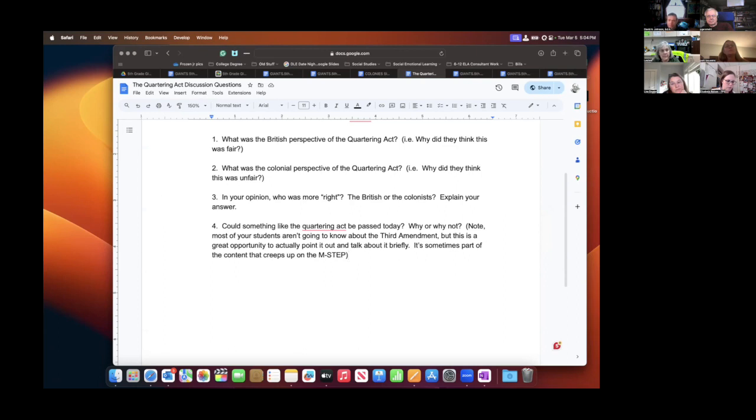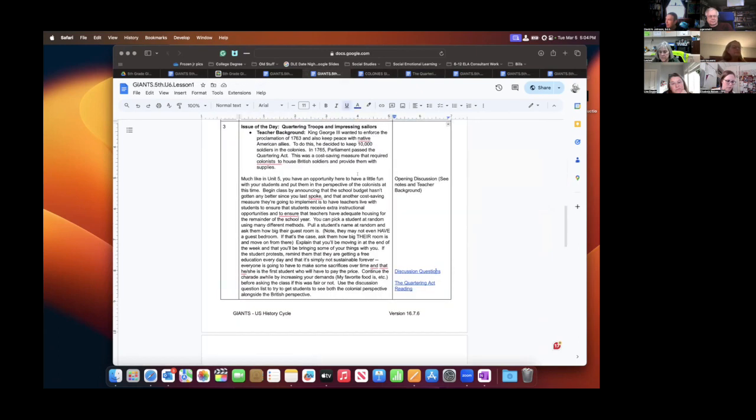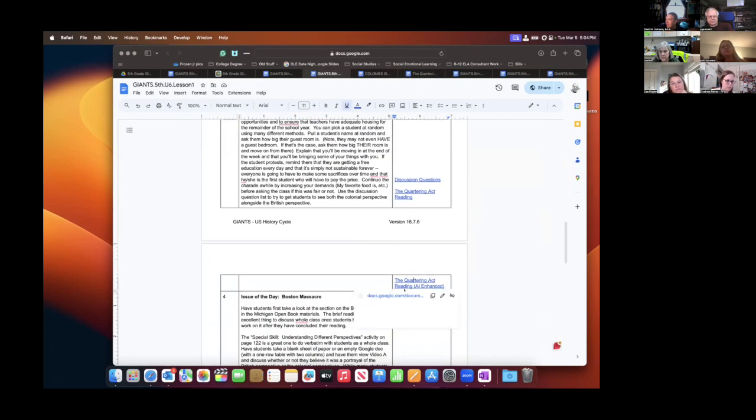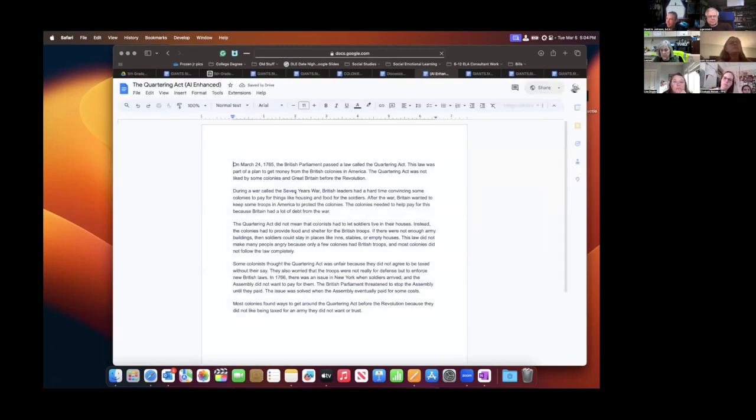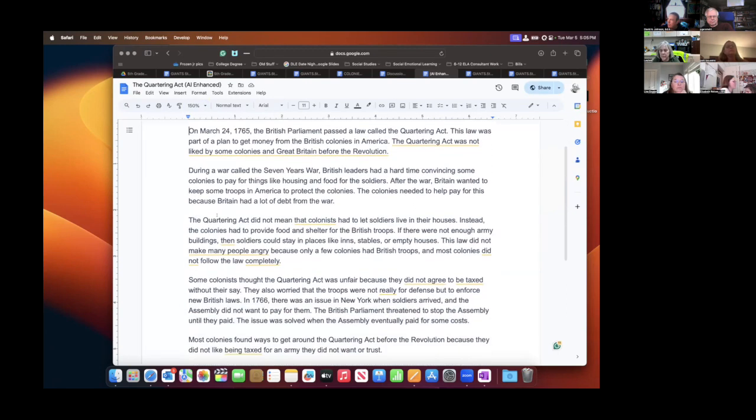So after that, students will read a little bit more about the Quartering Act. We've got these discussion questions. I've got an AI enhanced version for you to use if you have some students that may need it. And remember, anytime you see AI enhanced, it means this is a first round. It's never been part of Giants before, but we took the article on the Quartering Act and we took it down. I used Magic School for this one.